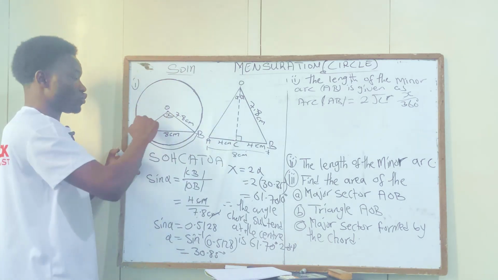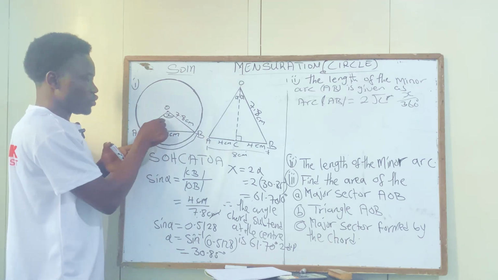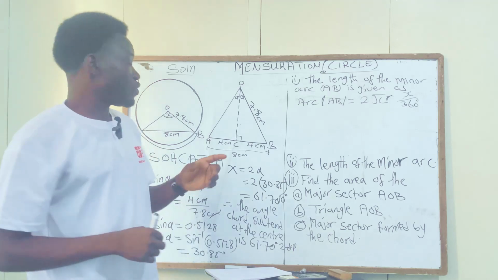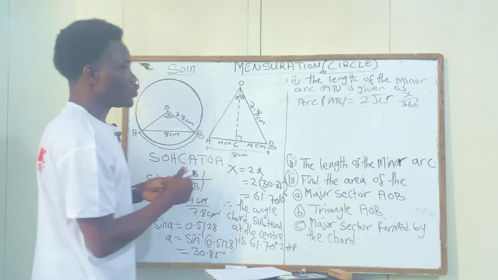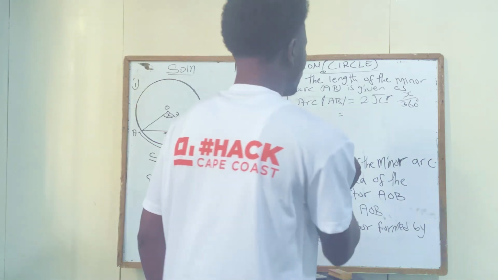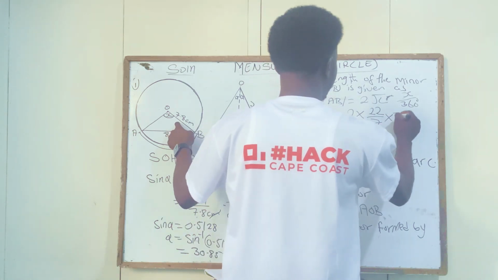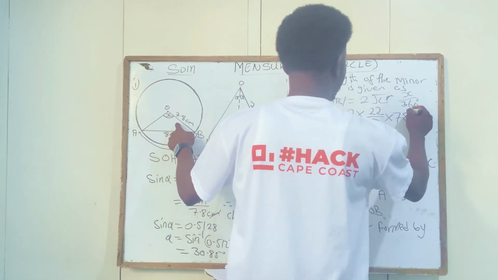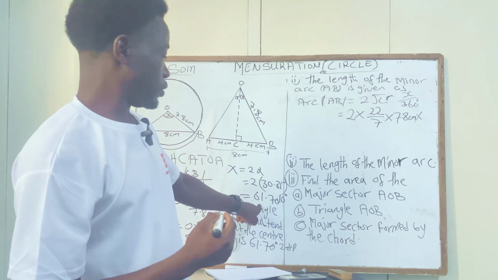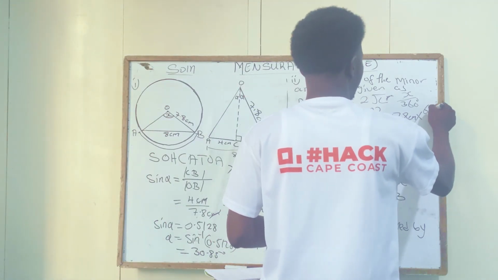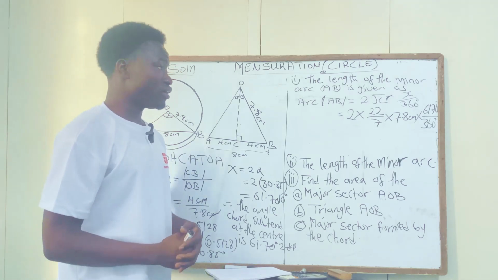2 pi r is the circumference of the whole thing, so the length of the complete circle is 2 pi r. But you are scaling it to the angle alone, from this side. So you pick the angle over 360, and 360 is the degree for the entire circle. The complete circle makes 360 degrees, but we are picking only this side out of it. So this is going to be equal to 2 times 22 over 7 times the r. R in the question is 7.8 centimeters, times the angle, which we have found to be 61.70, all over 360 degrees. Now that we have this, we can use our calculator to simplify it.